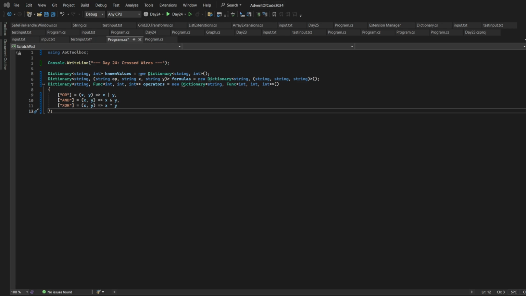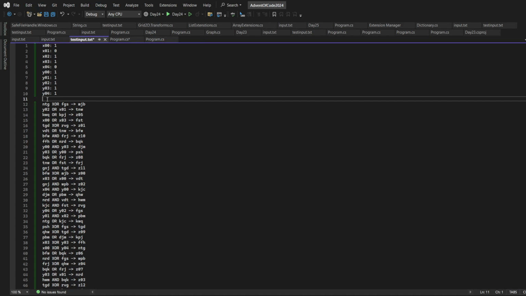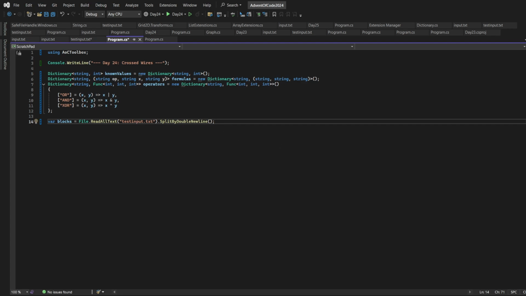Then we will arrive at what is usually our starting point for every puzzle in AOC. We also read our input. So we read in the entire text, and I will use my previously defined function, which splits by the new line. As we remember here, we have a double new line here. So we will have those in blocks.